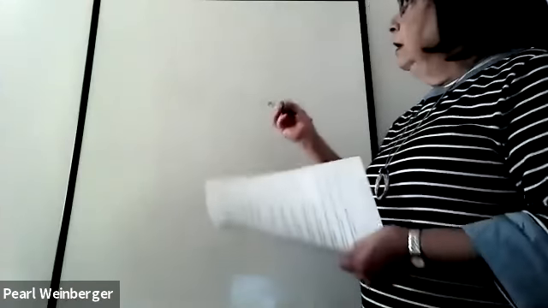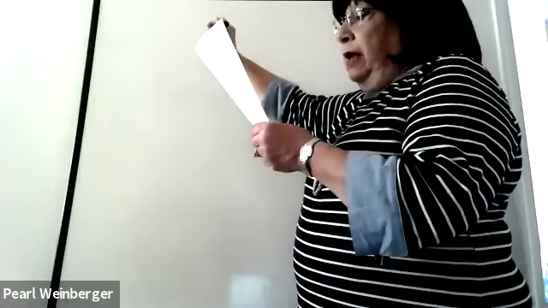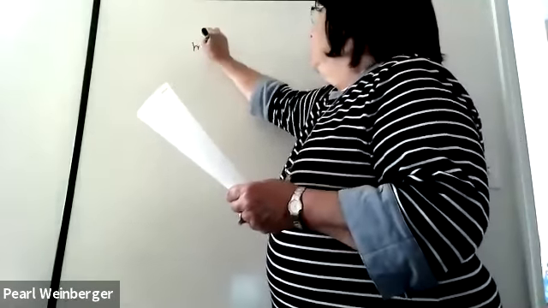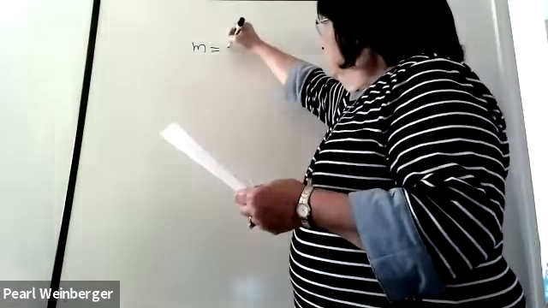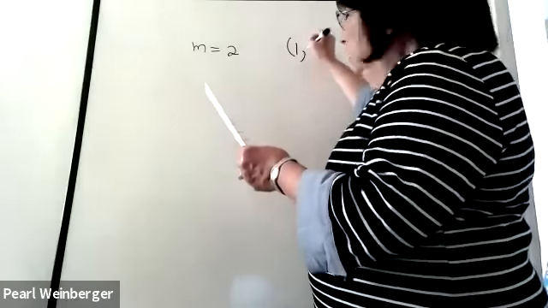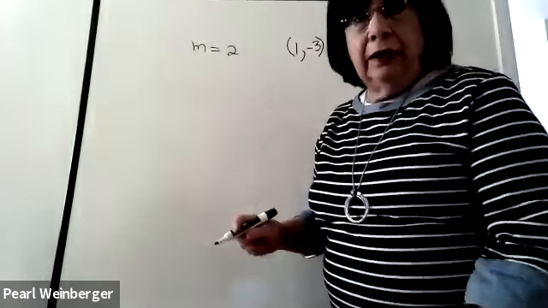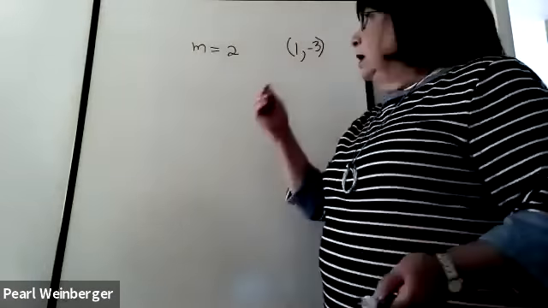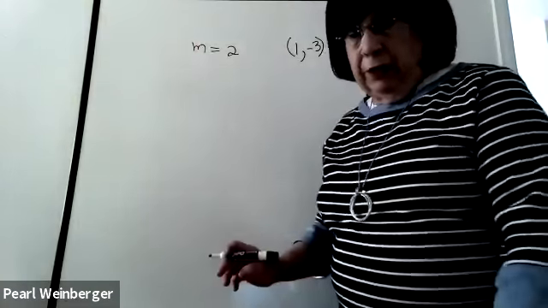So let's start with something like this. Suppose I give you a line that has a slope of 2 and goes through the point (1, -3). This is where I'm giving you a point and a slope of the line. Can you tell me what the equation of the line is going to be?